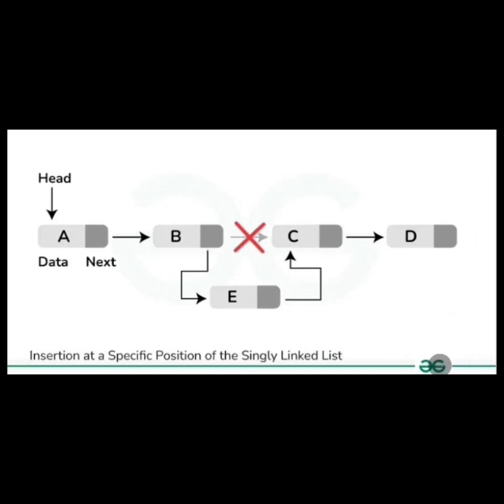This is the structure of insertion at a specific position in a singly linked list. Here D pointed towards C, but we removed that pointer, and the B node's next part is pointing towards the E node with data, and E's next part is pointing towards the C data part, so that another node, the new node E, is inserted at a certain position, that is, between C and D.